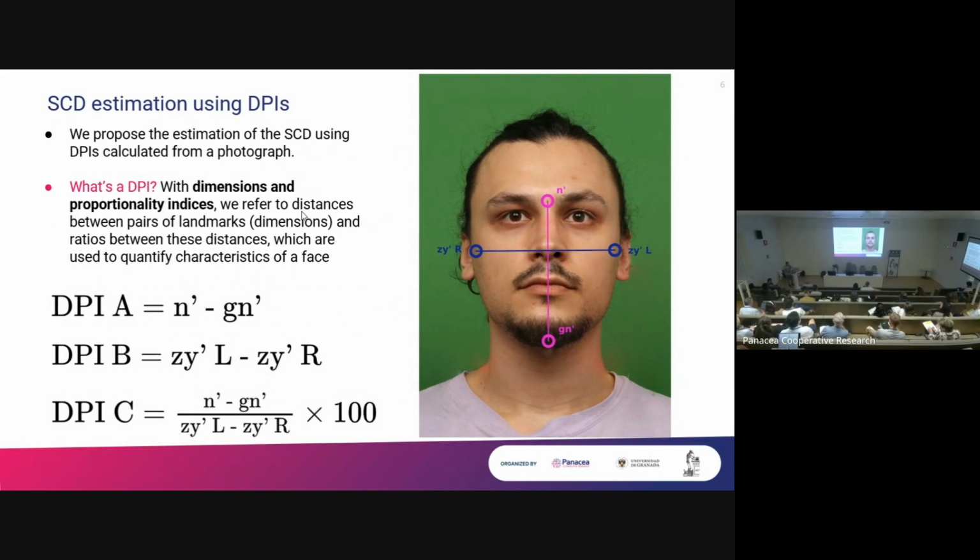In this case, we had the idea of trying to use measurements taken on the face. We call them DPIs, which are dimension and proportionality indexes. These are simply either measurements taken on the image or the ratios between them. In this case, I have highlighted four landmarks, and we can take the distances between them, and we also take the ratios among them. We chose these for historical reasons; basically, they're not really special.